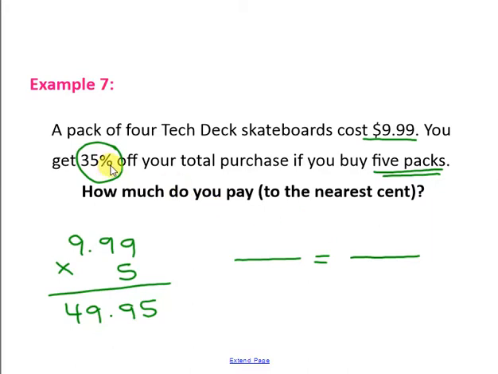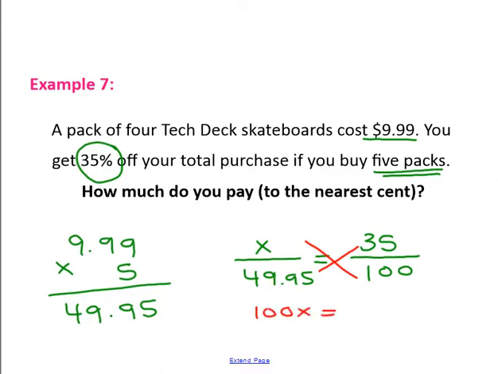So my discount is 35% off, so I'm going to put it here over 100. My total price is $49.95, and I'm going to put my x here. I'm going to cross multiply. 100 times x is 100x.